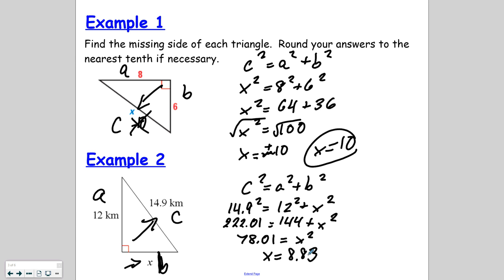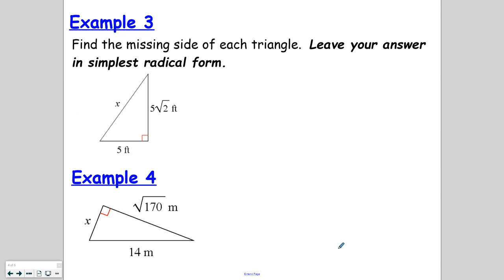All right. I know in the directions up here for example 1, it says round your answers to the nearest tenth if necessary. We didn't need to. And then if the directions don't say anything, I usually like rounding to the nearest hundredth. All right, moving on here.